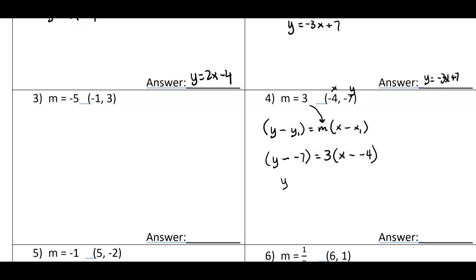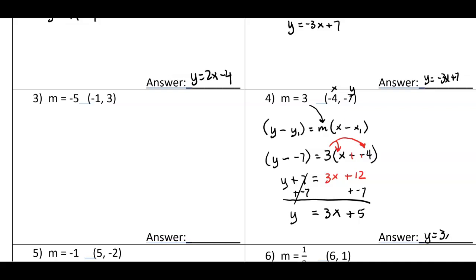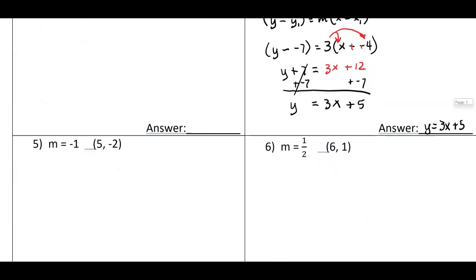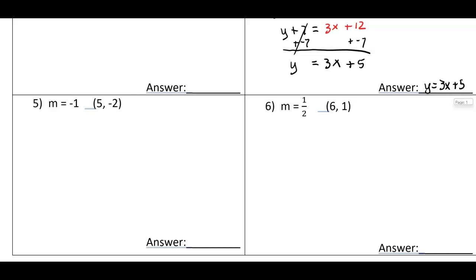So what does this really turn into? It turns into y minus a negative is plus 7 is equal to, go ahead and distribute here. This was plus 4, so 3x plus 12. And now your only step here is to either subtract 7 or add negative 7 in this case so that we don't mess up our negative signs. So y is equal to 3x plus 5. There's your slope-intercept equation. You start at 5, and then you go up 3, right 1, or down 3 and left 1. So I want you to do 3, 5, and 6, and then come check in with an adult.